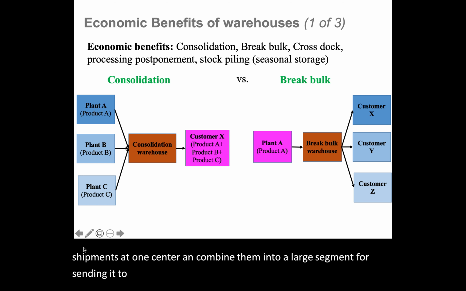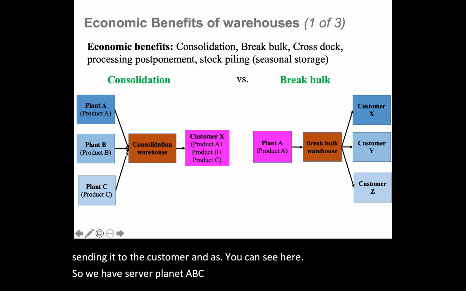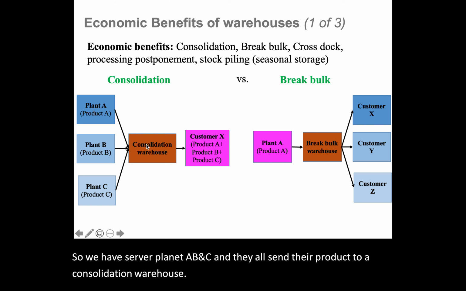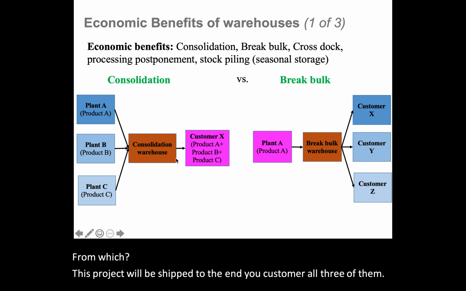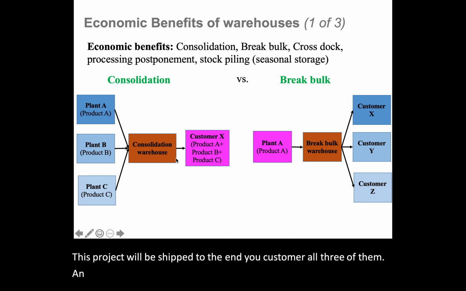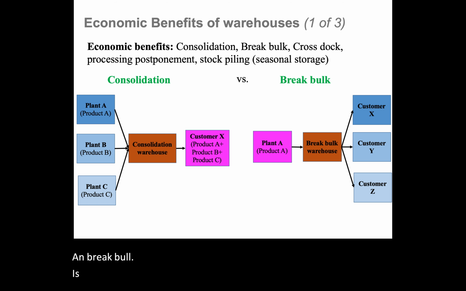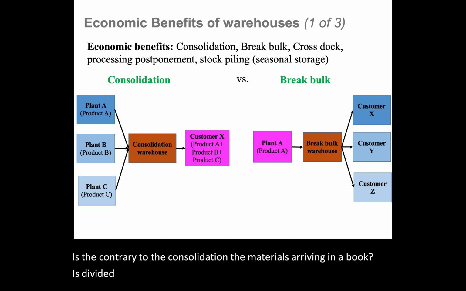And as you can see here, we have several plants A, B, and C, and they all send their product to a consolidation warehouse from which this product will be shipped to the end-use customer, all three of them. Okay, and break bulk is the contrary to consolidation. The material arriving in bulk is divided into smaller shipments for delivering it to the customer.